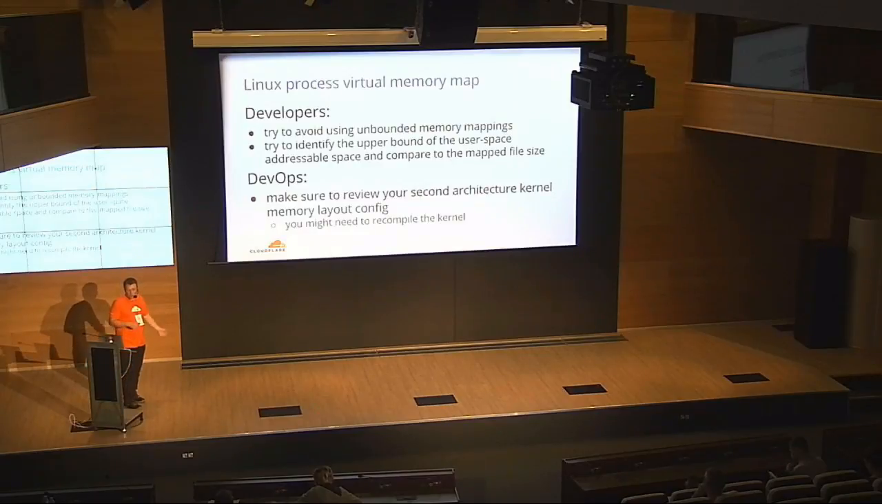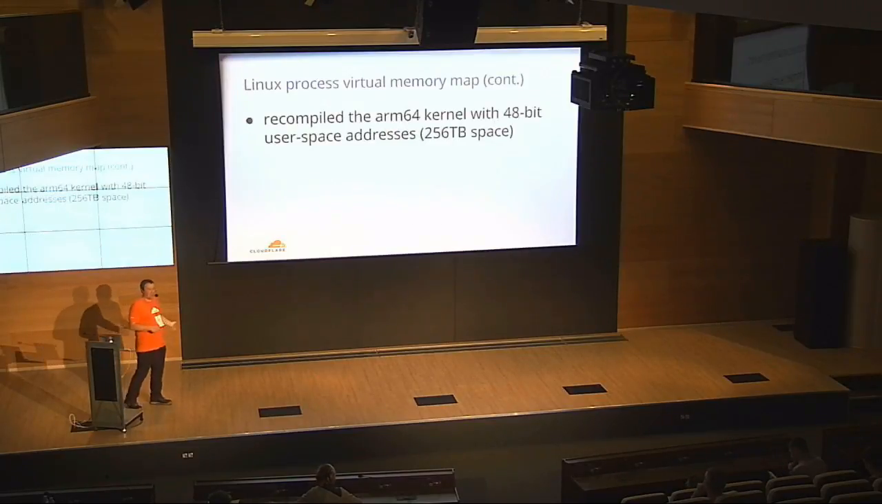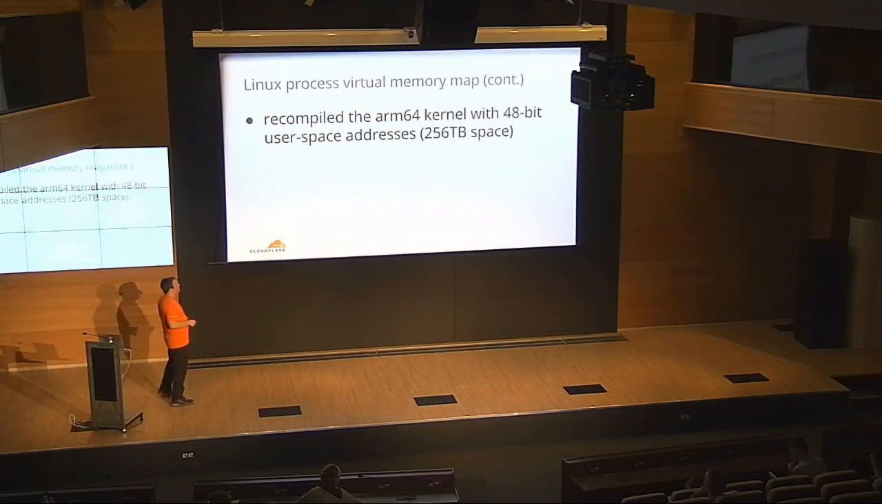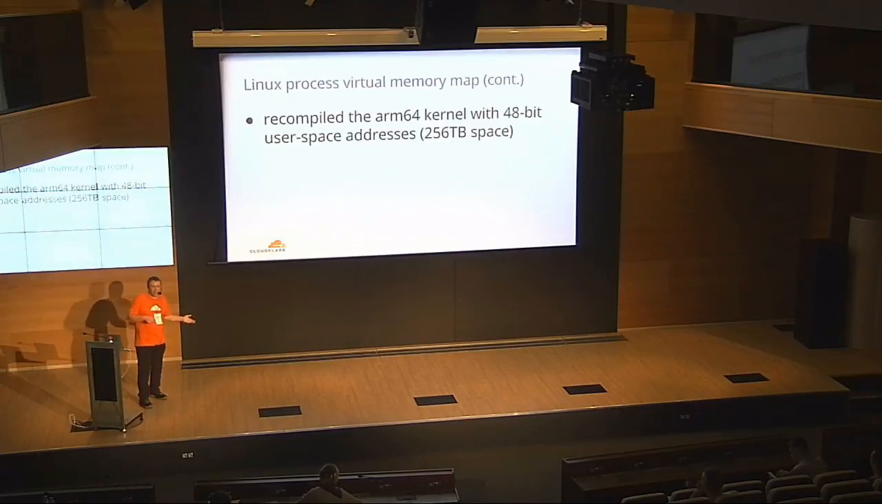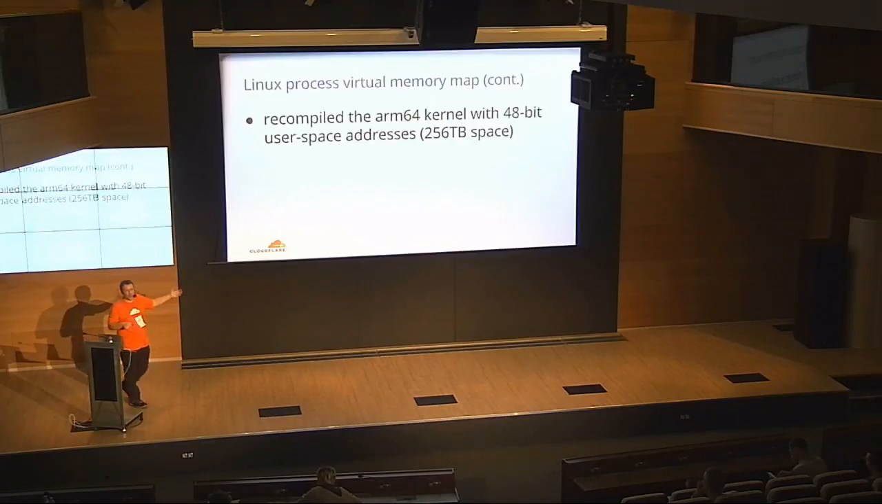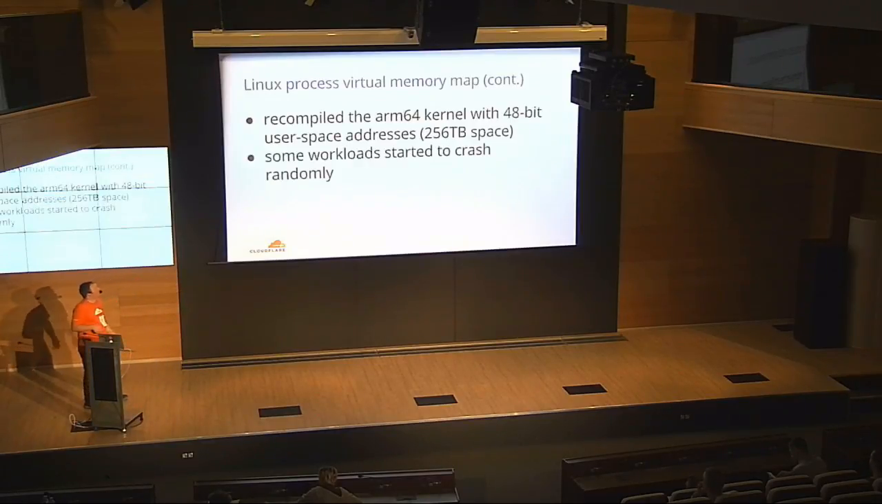So we chose a different memory layout for ARM64, which gives us 48 bits of user space addresses, which is 256 terabytes of addressable space, which should be fine, right? So it's even more than x86 now. What could go wrong here? And some other workloads started to crash randomly.